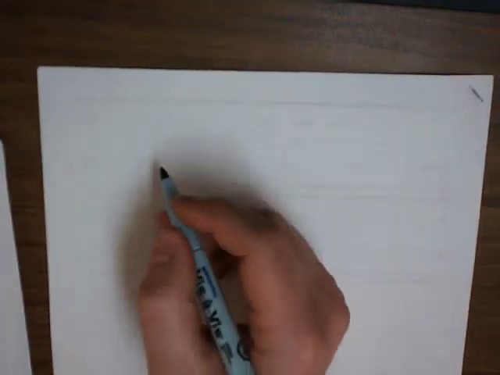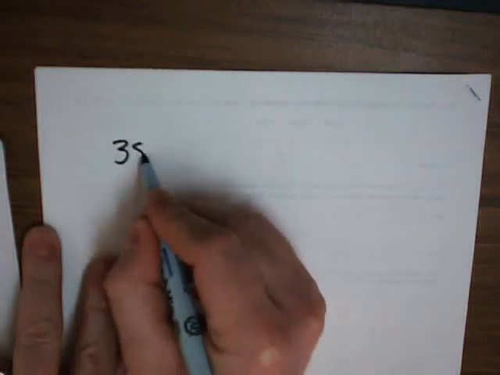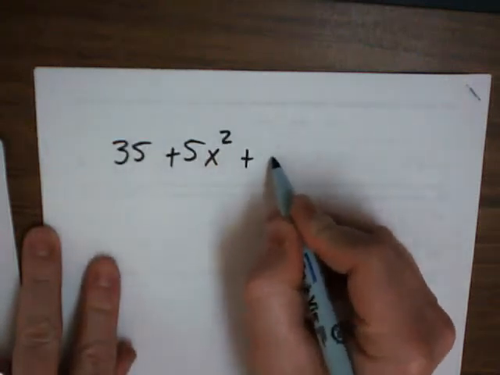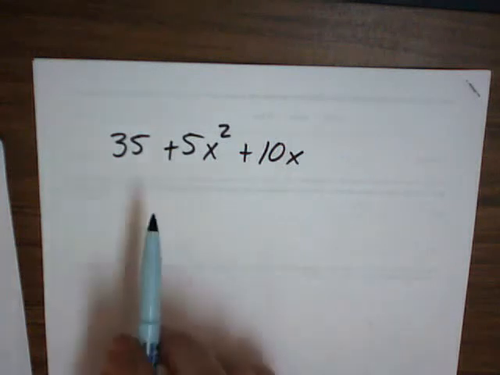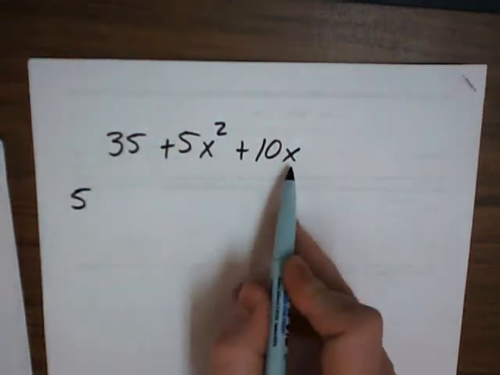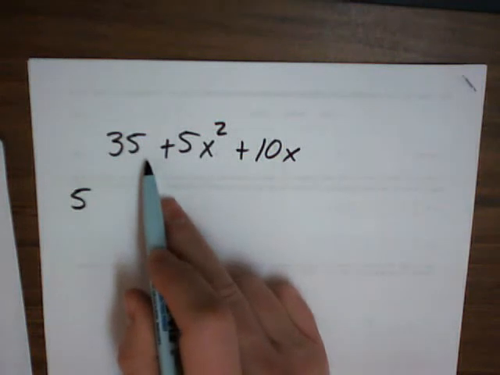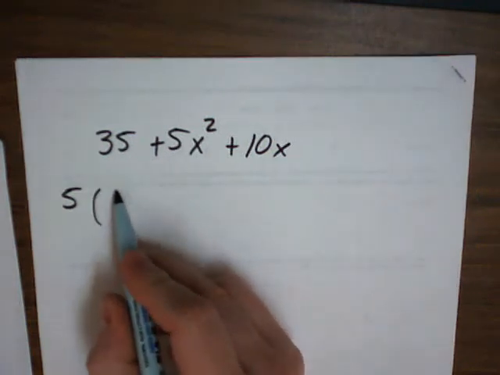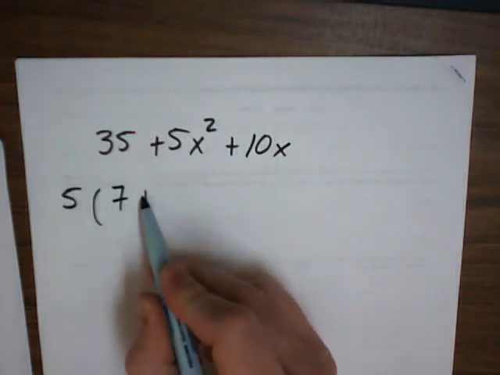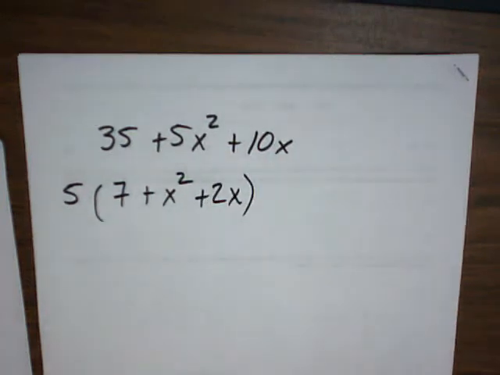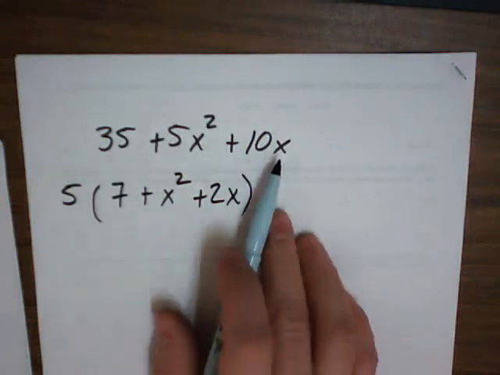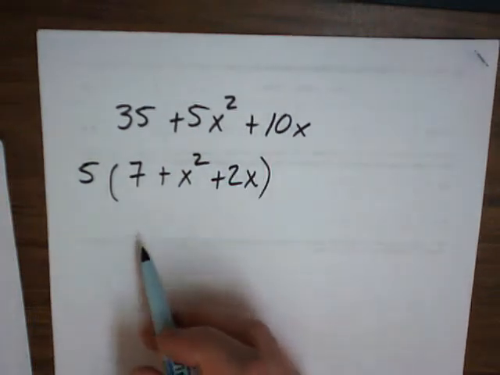Let's try this trinomial here. 35 plus 5x squared plus 10x. This is number 7 on our little packet here. So, what do all these guys have in common? They got 5 in common, right? But this has an x and this has an x squared, but this one doesn't have an x, so you can't do anything else with it. Just 5. So what would the first term be here? 7. And the next one? x squared. And the next one? 2x. And if you distribute a 5 through here, you get what you started with. Well, this isn't tough at all, is it?